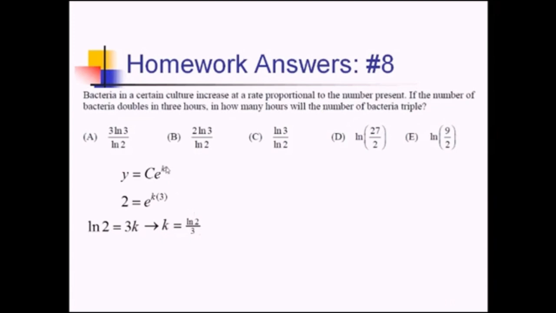Moving on, we're going to now plug in ln of 2 over 3 for k, and we also want to know eventually what the t value is. So this time, what are we using for y? Well, we want to know in how many hours the number of bacteria will triple. So now we're going to use 3c for y. And again, we're going to have ln of 2 over 3 plugged in for k. And this time we're solving for t. So we can ln both sides again. That's going to be ln of 3 equals ln of 2 over 3 times t. And now to get t by itself, we have to multiply both sides by 3 and divide by ln of 2. So we end up with 3 ln of 3 over ln of 2 equaling t. And that's going to be choice A.